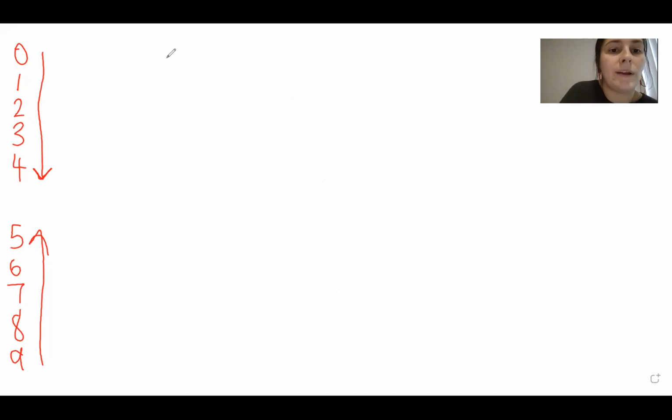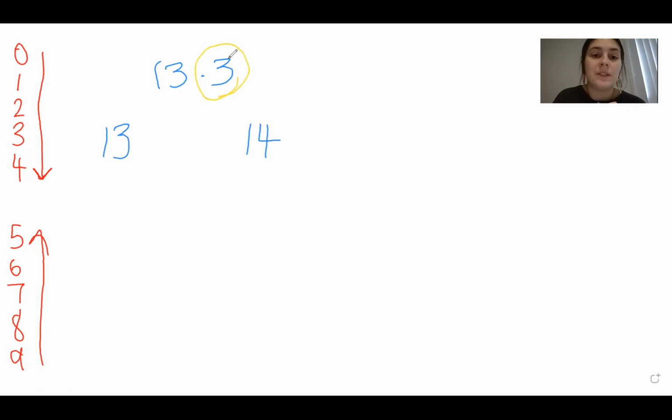So the decimal we're going to look at today is 13.3. Now I know that a decimal sits between two whole numbers on a number line. So the two whole numbers on either side of this decimal would be 13 and 14. My next step is to look at this number here, the fractional part of the decimal. I know that it sits in this range here between 0 to 4, so it must round down. So 13.3 rounds to 13, meaning that it is closest to 13.